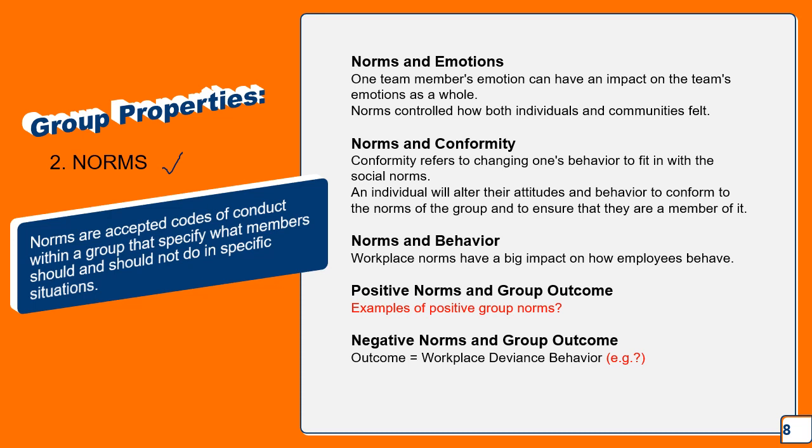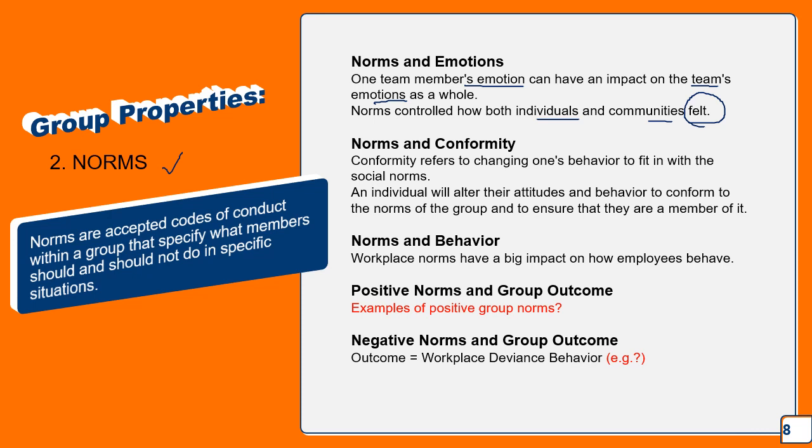So one team member's emotion can have an impact on the team's emotion as a whole. Norms control how both individuals and communities feel. Okay, so norms also have an impact on emotions because when one member is showing a positive emotion, for example, it will give an impact to another team member's emotion as well. So other members will have a positive feeling as well. So norms here control how individuals and communities feel.